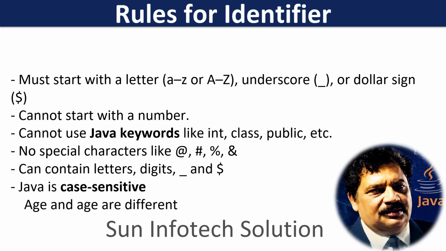What are keywords? Keywords means special words. There are some words which are given a special meaning in the Java compiler. So those are known as Java keywords, like data types, int, or class, or public. These are all Java keywords. No special characters like at the rate, hash, percentage, and symbol. You cannot use any special character except underscore and dollar. It can contain digits, underscore and dollar, but it cannot start with a digit.